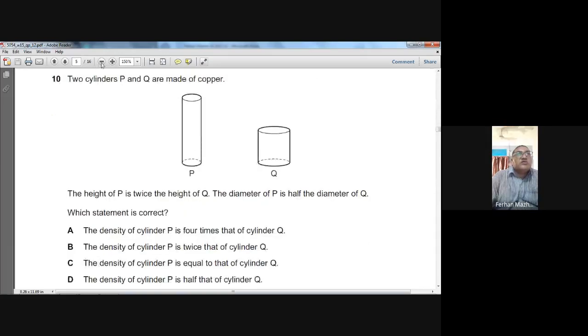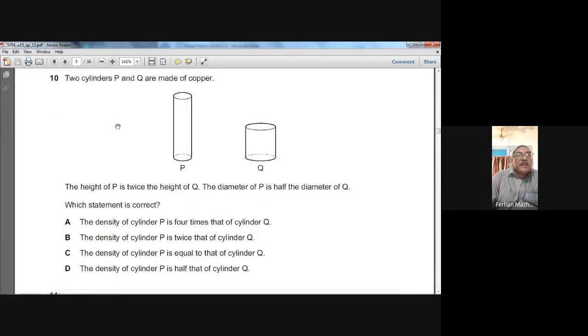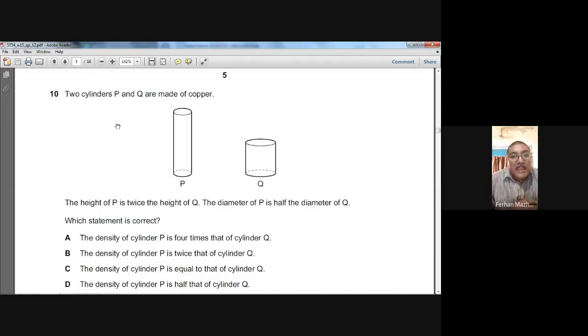Okay, this question looks like a repeat question. We have seen this question in another MCQ paper. Two cylinders P and Q are made of copper. The height of P is twice the height of Q. The diameter of P is half the diameter of Q.